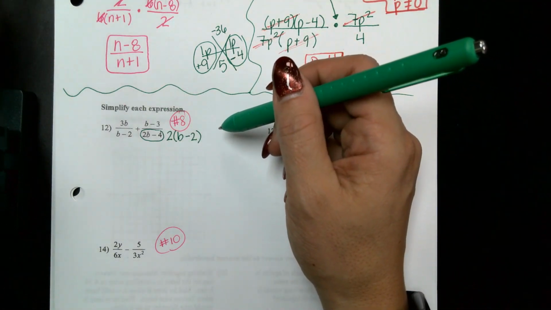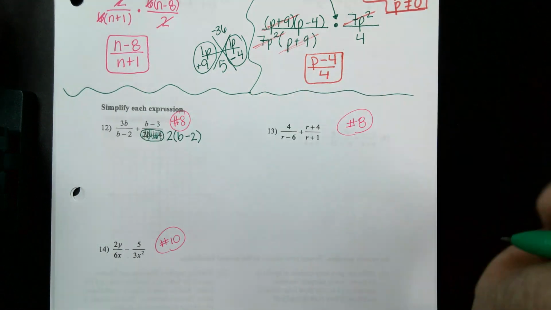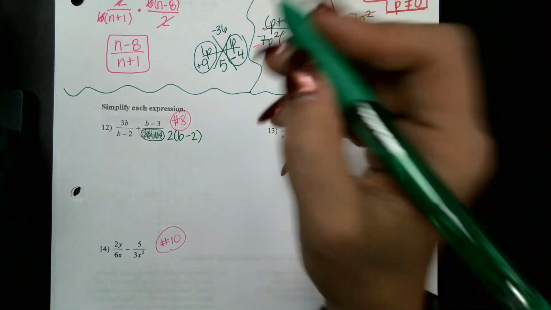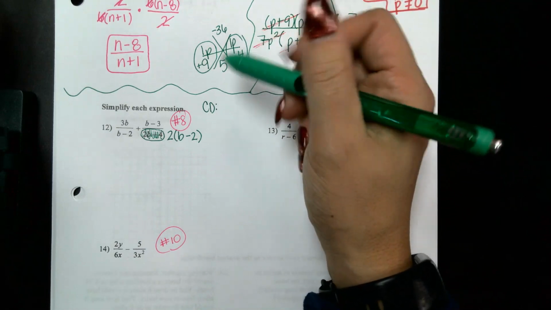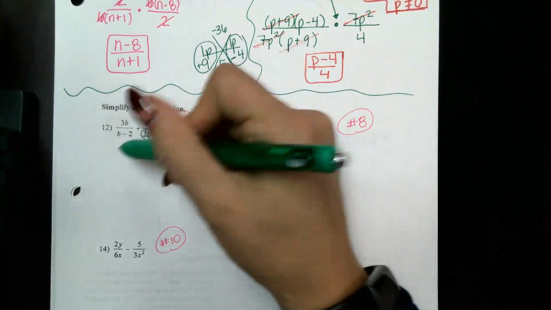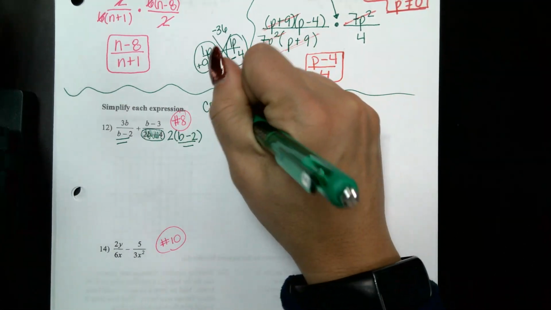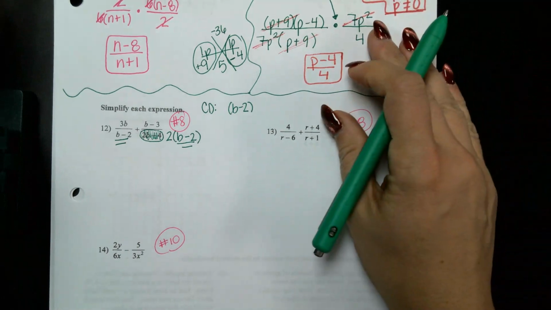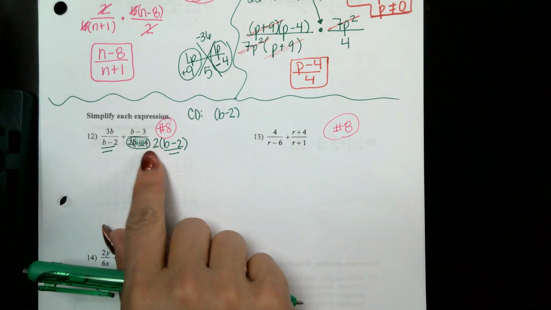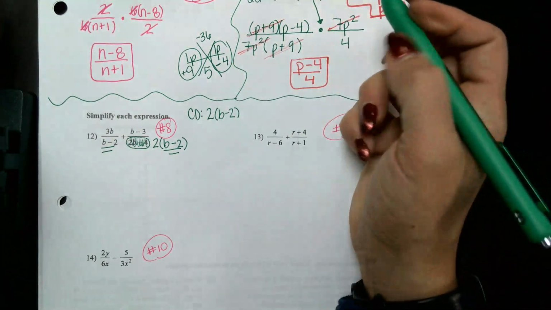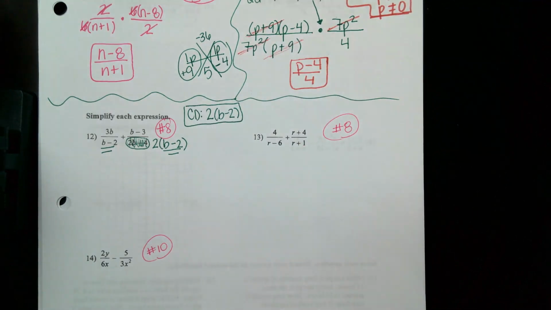This right here, using GCF, can become 2 times b minus 2. So if I'm trying to establish a common denominator for these two fractions, whatever they have in common, we're definitely going to use. So we definitely have to have b minus 2 as part of it. But then whatever they don't have in common, like this 2 that we pulled out, we also have to include that. So that right there is your common denominator.